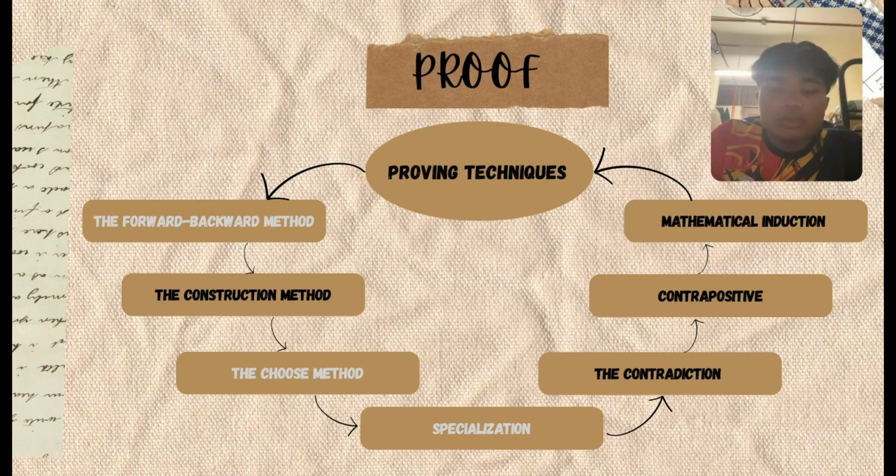So if you guys want to know, in proof, there are 7 proving techniques. There are the forward-backward method, the construction method, the choose method, specialization, the contradiction, contrapositive, and mathematical induction. But in our group, we will discuss just 3 techniques. They are the forward-backward method, the choosing method, and specialization.